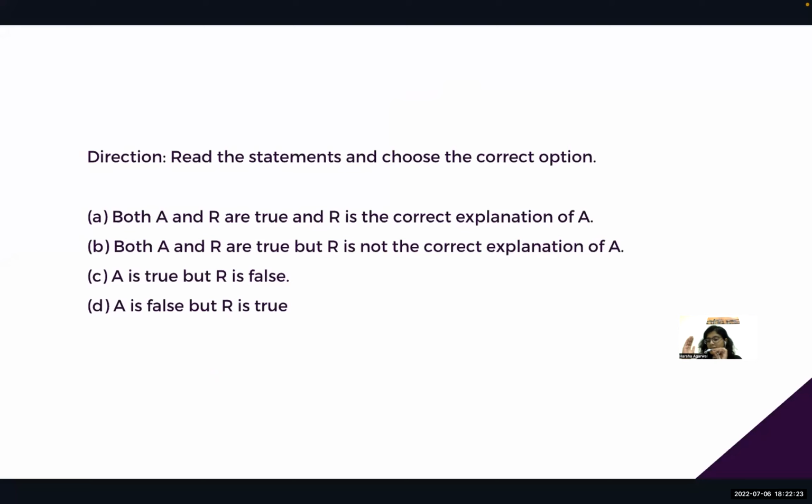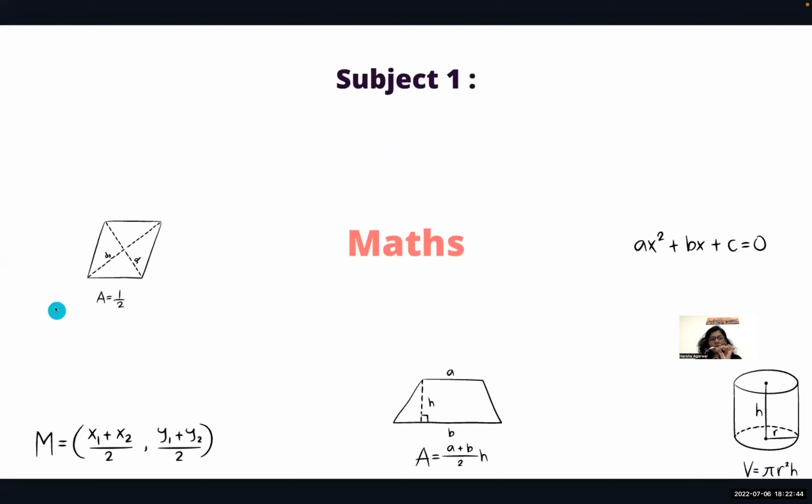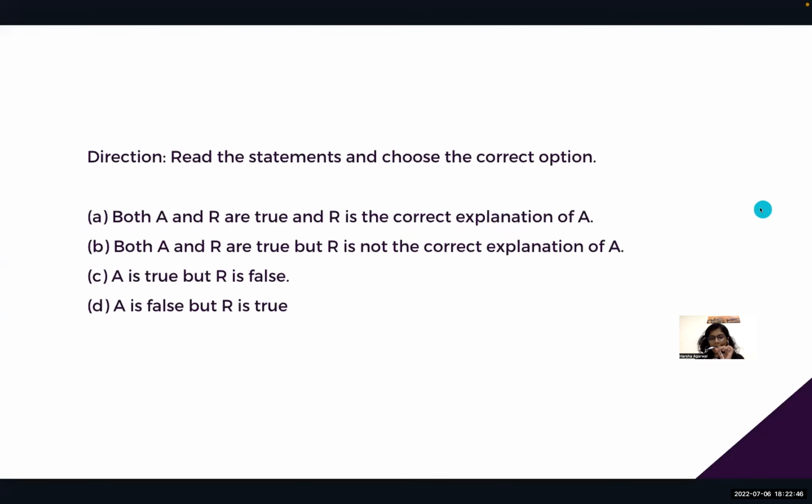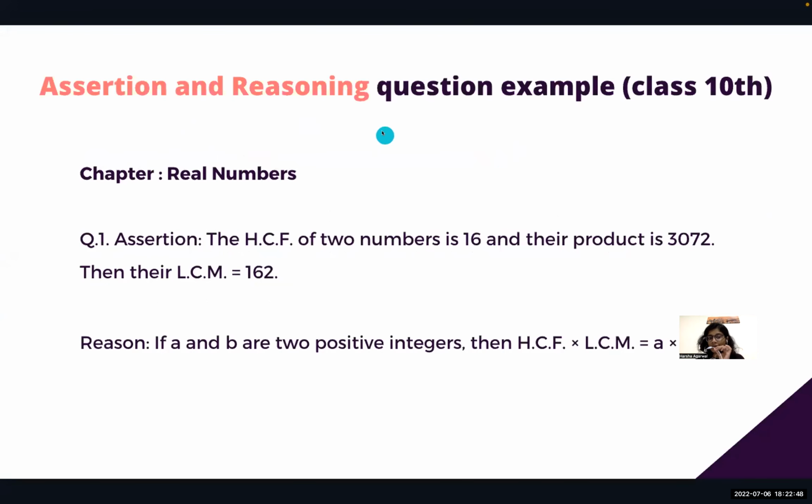What is assertion and reasoning? Assertion and reasoning questions are those wherein there's a statement given as an assertion, and then the students are also given a reason for the same. These can be presented mostly in the form of MCQs only, or they can be given as an objective type of question as well. So the first kind of question under mathematics we are going to discuss is assertion and reasoning for class 10th. The chapter which I have taken is real numbers.